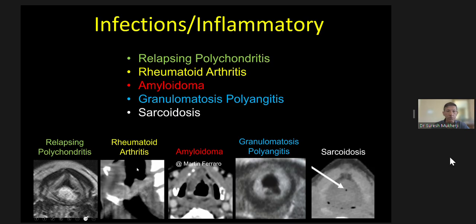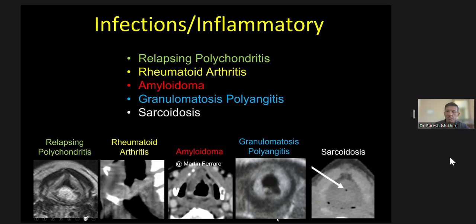Occasionally, you can have rheumatoid arthritis involving the true vocal cords. In my experience, it's pretty rare. I think it's secondary to involvement of the cricoarytenoid joint, so it extends anteriorly. This is an example of an amyloidoma given to me by my colleague Martín Ferraro in Argentina, path-proven amyloidoma, really nothing that I could suggest. This is an example of granulomatosis with polyangiitis. We used to call it Wegener's, and this was sarcoidosis.